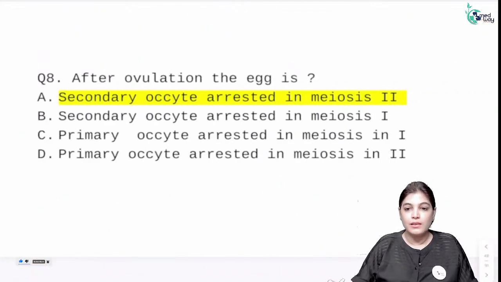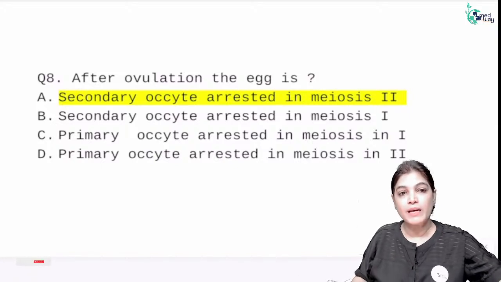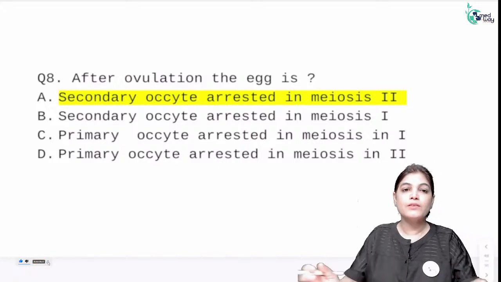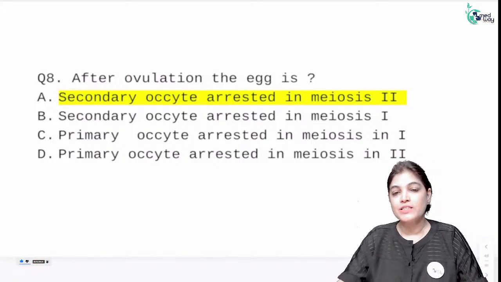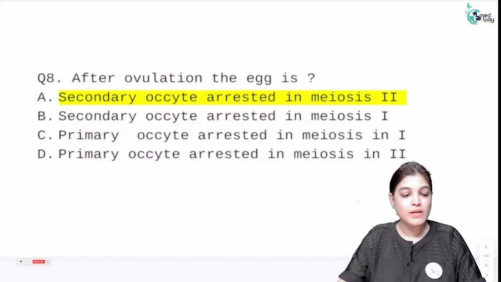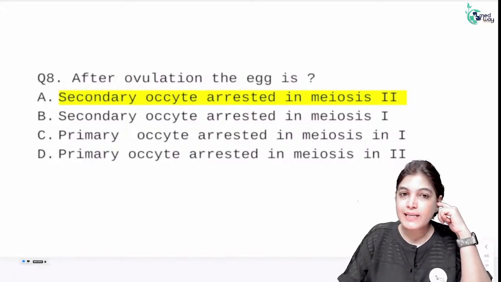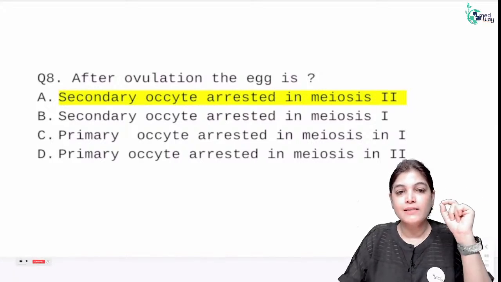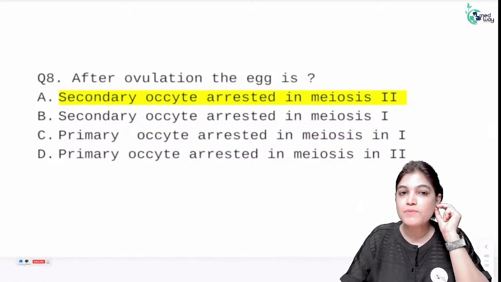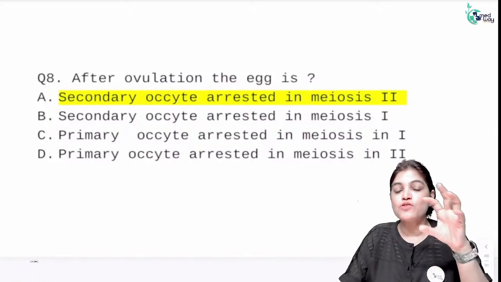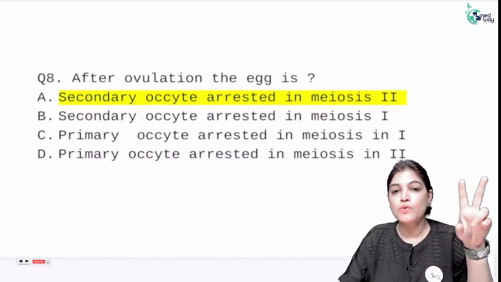Now let's come up with some of the direct MCQs being asked. After ovulation, these are the questions which must also have been explained in gynae and obs. After ovulation, the egg is in which state? Secondary oocyte arrested in meiosis second, secondary oocyte arrested in meiosis first, primary oocyte arrested in meiosis first. So the following options are there. Actually, you should quickly revise the oogenesis process.